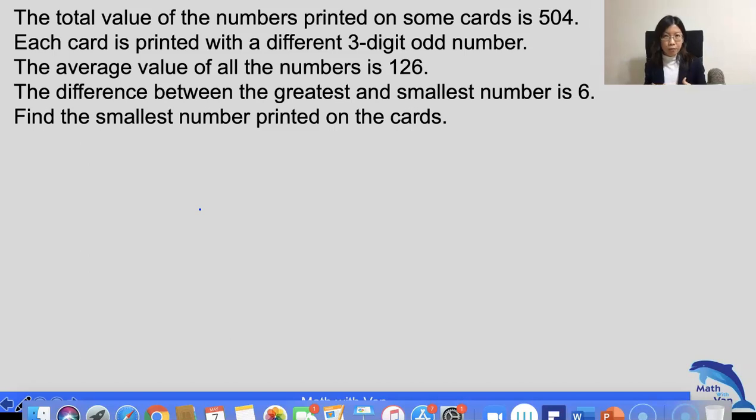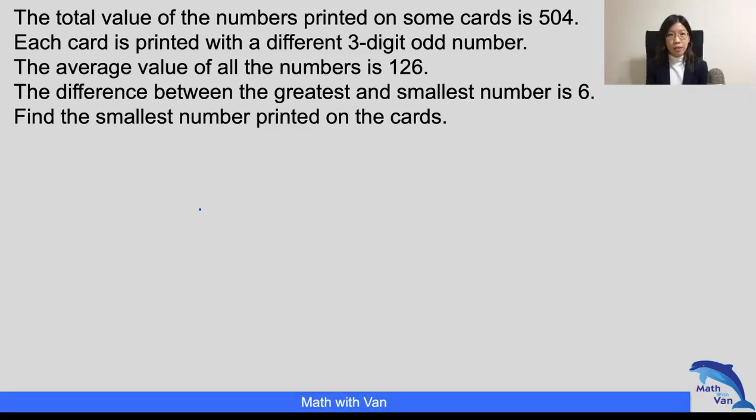And if you remember your average and the total value, what is the relationship? Total value is made out of the number of cards multiplied by the average value of all the cards. So in this case, I could have written 504 divided by 126. That means my total divided by my average will give me the number of cards, which I have already said just now must be an even number.